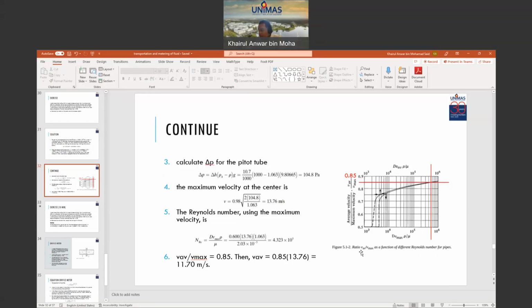VAV over Vmax. The ratio here is based on this equation. You see the Vmax rho over mu. You get something like 10 to the power of 4.3 here. It passes this line, so you get the VAV over Vmax equal to 0.85.